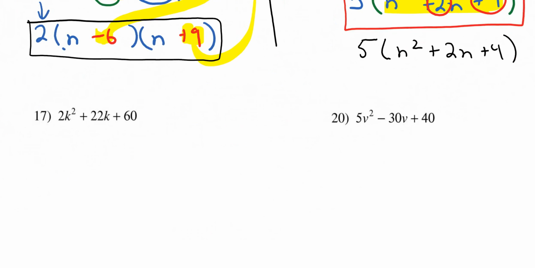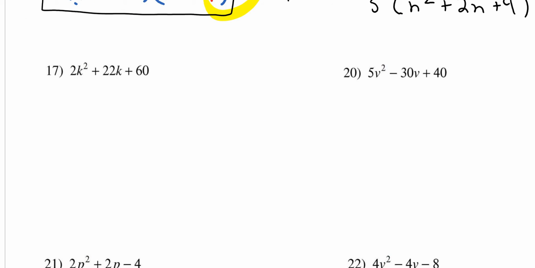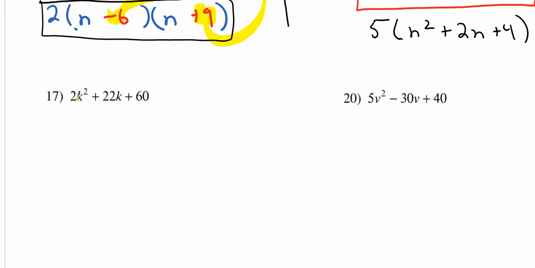Okay, let's move on to a few more. Question number 17. The leading coefficient is not 1, it's 2 in this case. So that means we have to look at all the other numbers here. And the biggest number that I can pull out from all three of those yellow numbers is the number 2. Once again, this is called your greatest common factor. And if I'm pulling out the greatest common factor from the trinomial, that means I'm dividing everything by 2.